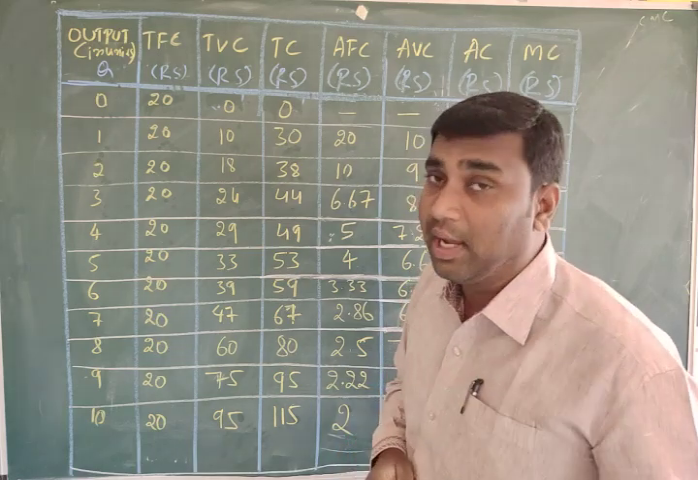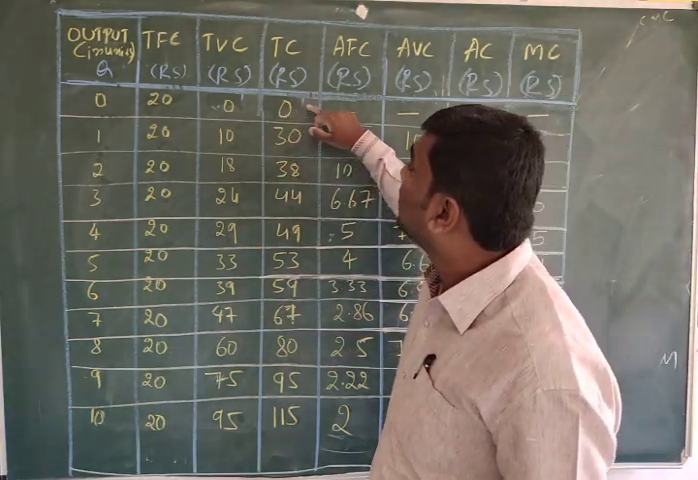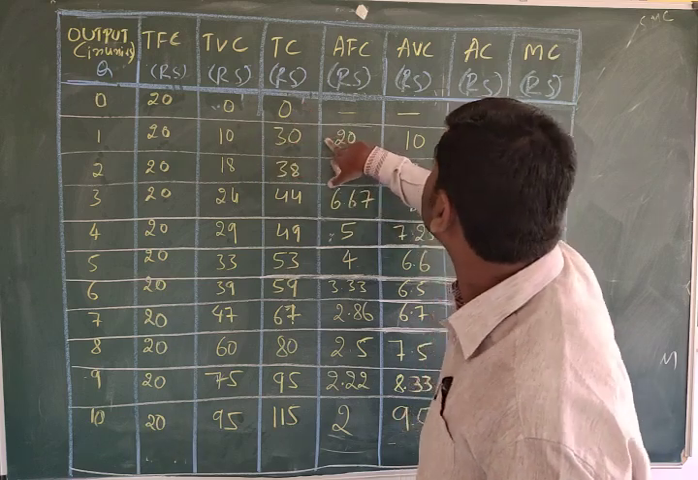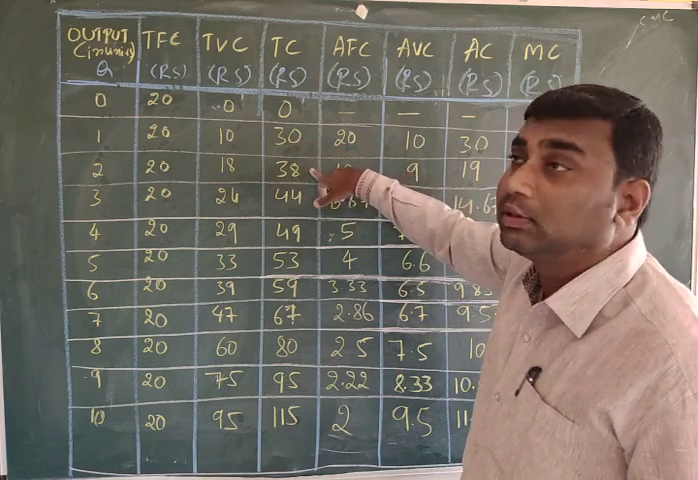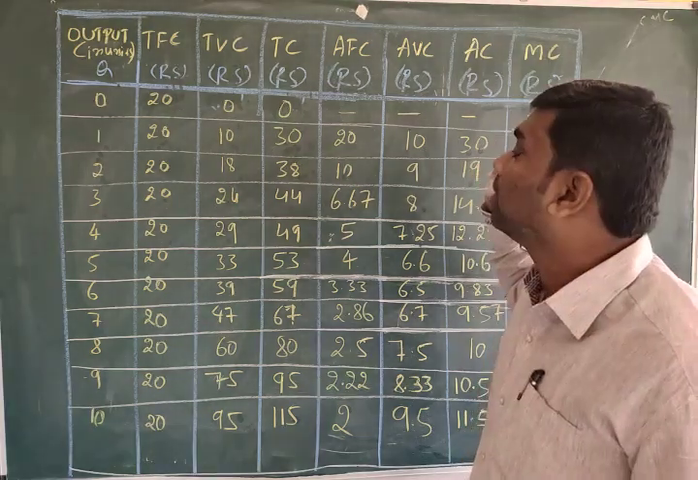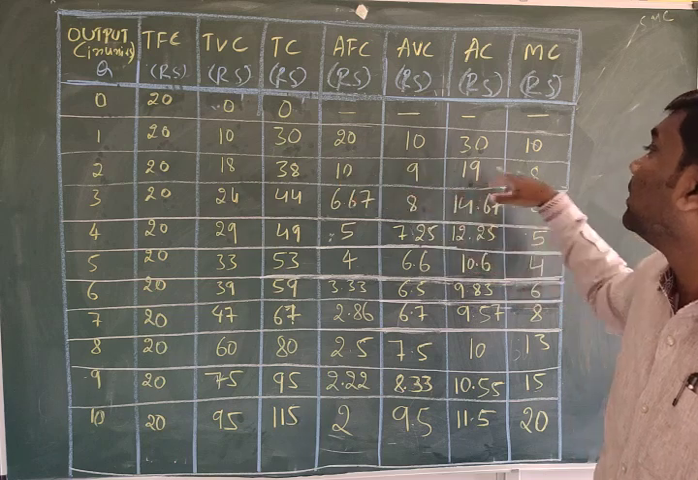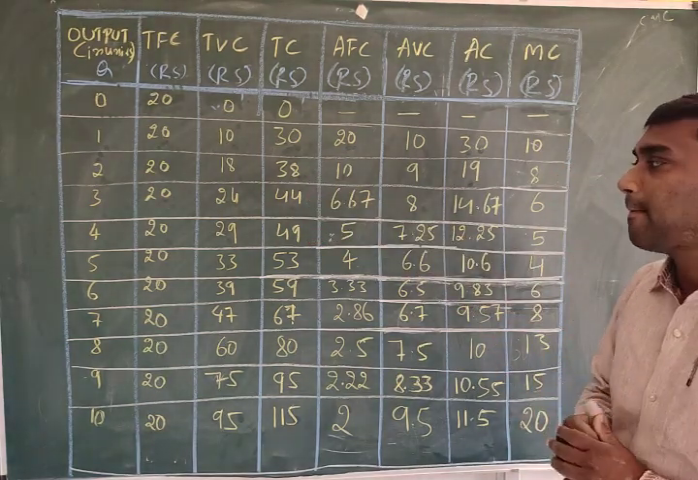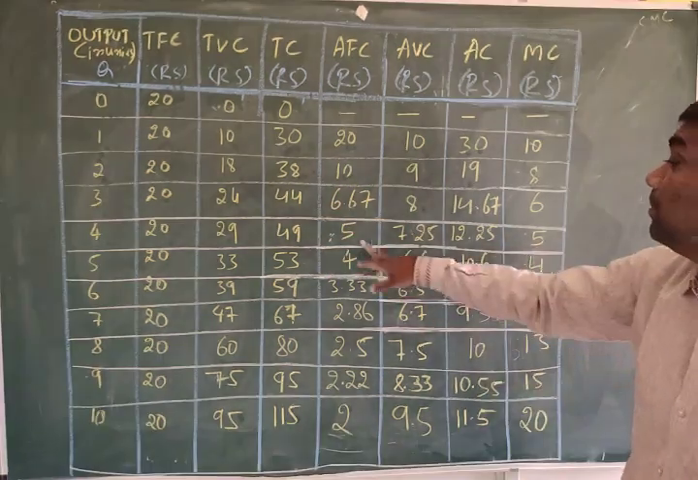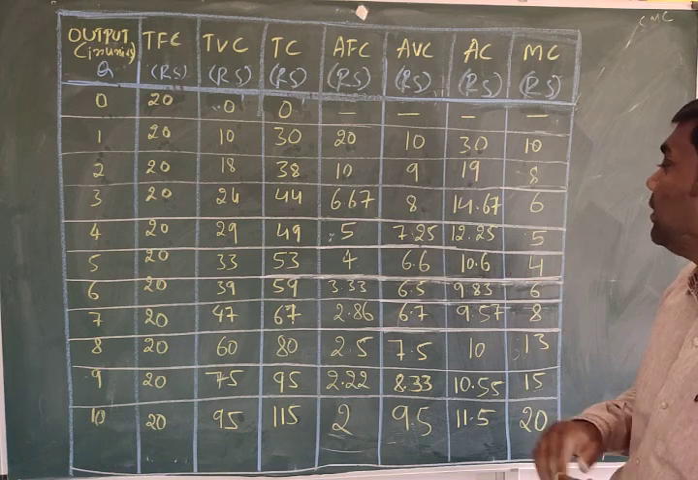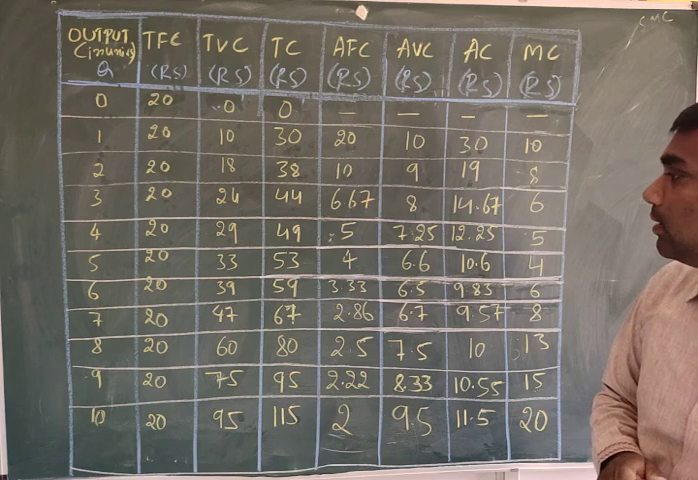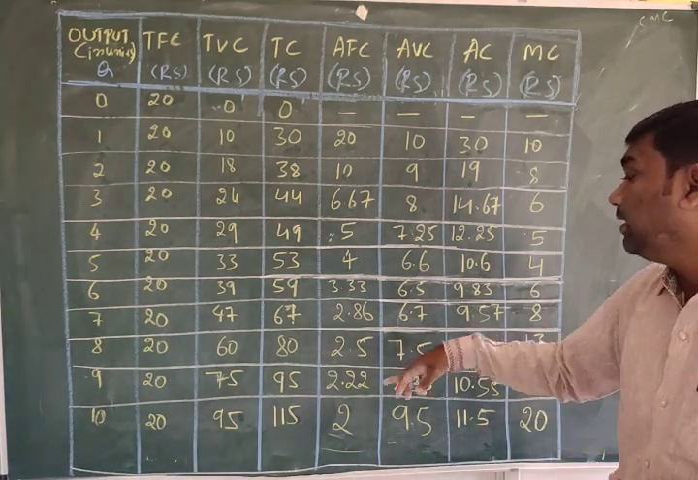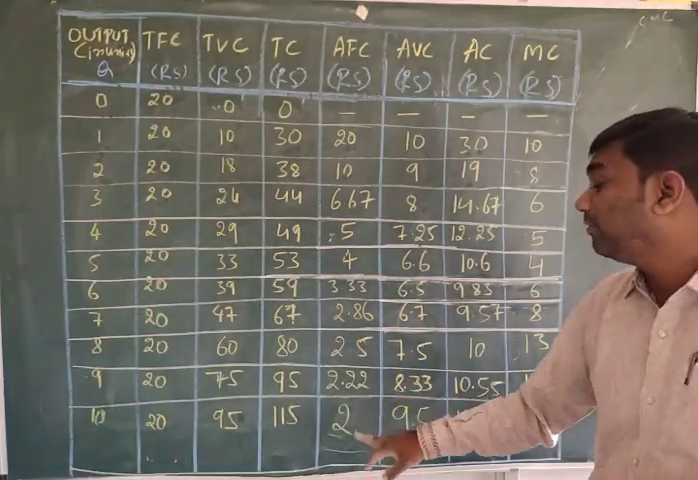The formula is TCn minus TCn-1. Previous value nothing, 0. 30 minus 0, 30. 38 minus 30, so here 8 only. And also 44 minus 38, 6. 49 minus 44, that is 5. 53 minus 49, 4. 59 minus 53, 6. 67 minus 59, 8. 80 minus 67, 13. 95 minus 80, 15. 150 minus 95, 55.